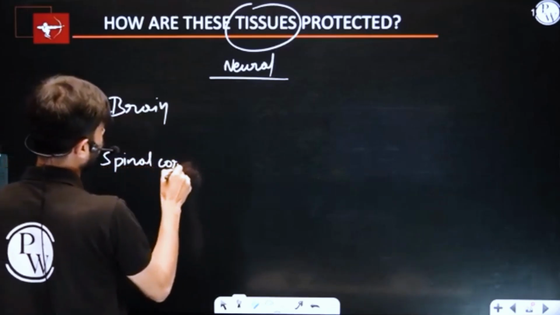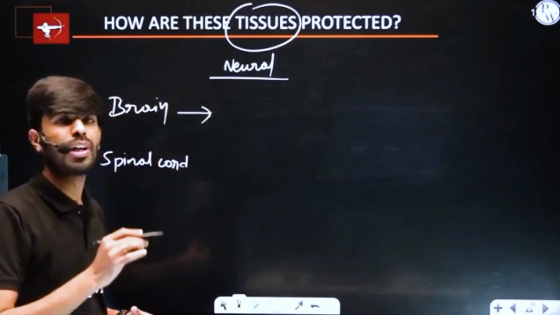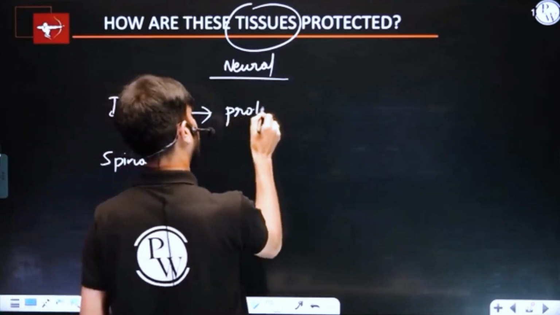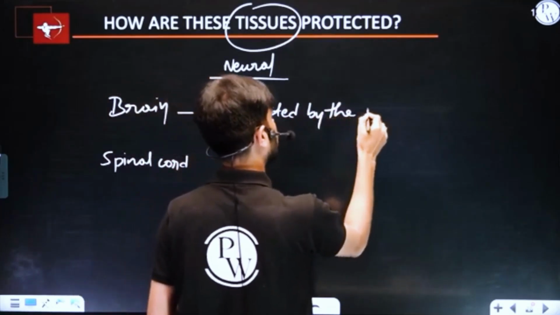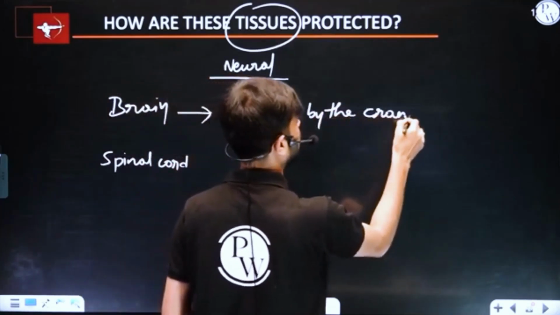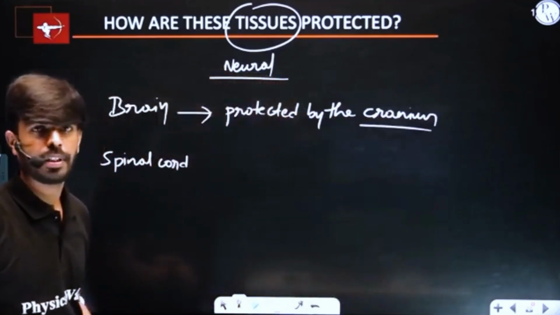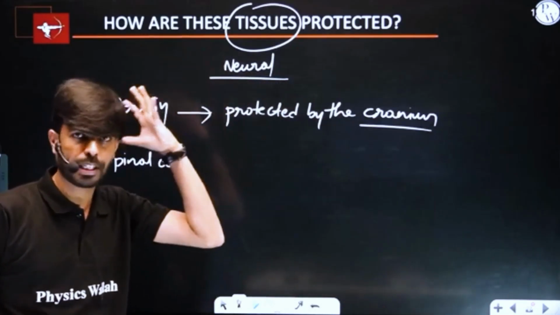Okay, so here the brain is protected by a bony socket called the skull, or the cranium. The cranium protects our brain. It's a natural helmet. It protects our brain from external shock or any injuries.